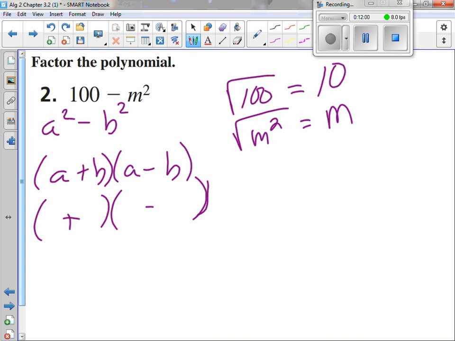Now looking at this here, what is the value of a? What would be the value of a? 10. Because the 100 goes in the first spot, that's where a is. So I'd have 10 and 10. What's the value of b? M. So we'd have m and m. And that's it factored.